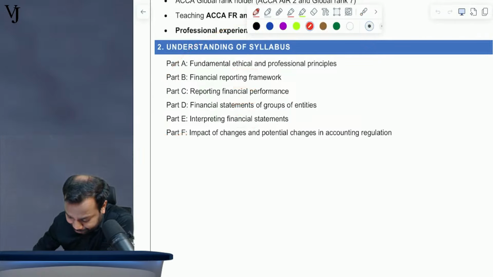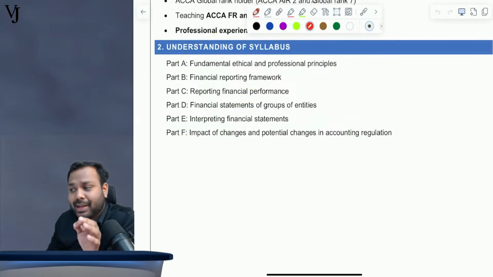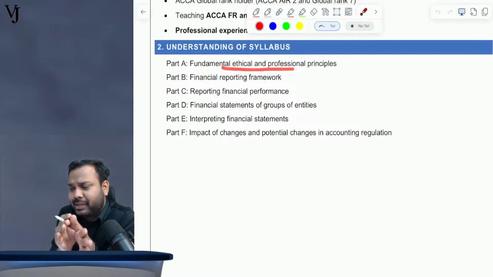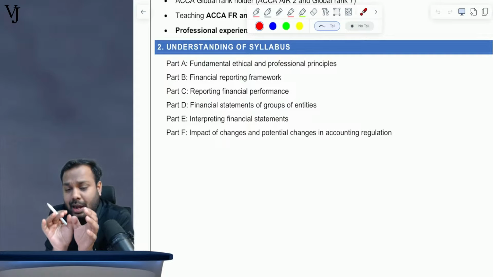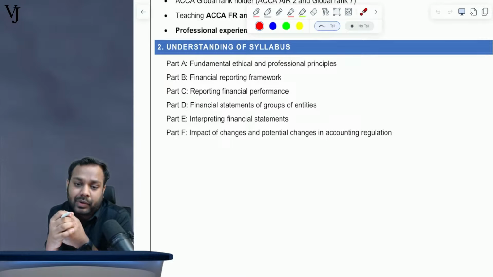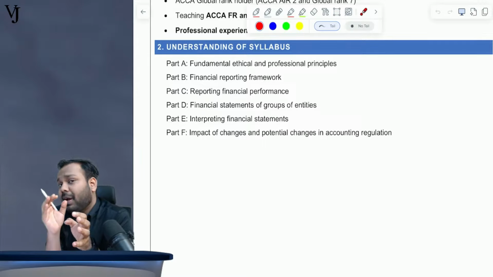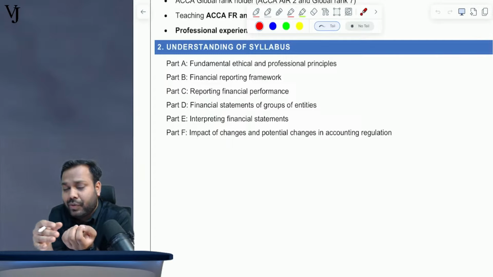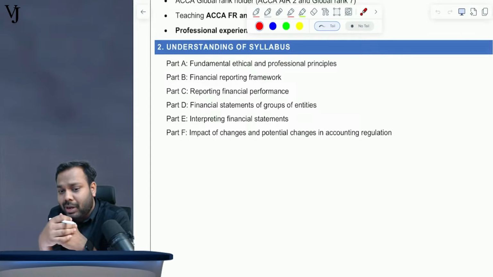Point number one is fundamental ethical principles. What is the meaning of fundamental ethical principles? Understand, accounting being the base paper of ACCA is definitely a very important paper. We have a paper of accounts at knowledge level, at skill level, and at professional level. At knowledge level, it is called financial accounting. At skill level, it is called financial reporting, and at professional level, it is called strategic business reporting.